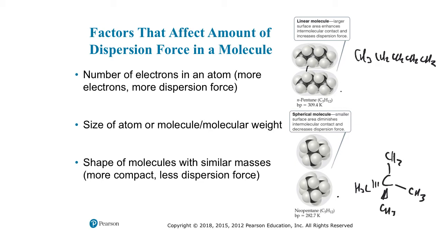So each of these has 5 total carbons, the same number of hydrogens, but having the atoms connected in a chain will allow 2 adjacent molecules to more easily push their electrons around to create a partial negative side and a partial positive side. So a linear chain molecule will be more easily polarized. That will make the molecules more attracted together. The boiling point here, 309 Kelvin, is higher than the boiling point of neopentane.